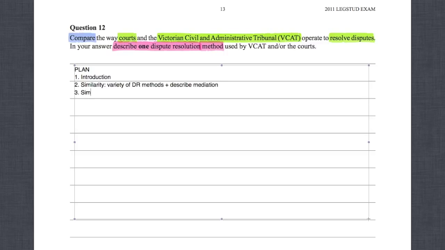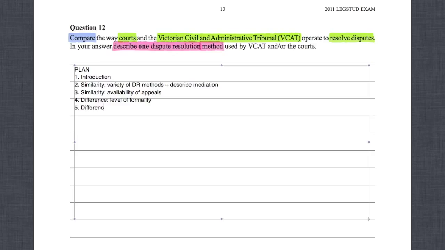Next, I'm going to do another similarity. I like to bunch mine together in similarities and then differences, and this similarity is the availability of appeals. Okay, fourth, I'm going to start with a difference, and that difference is the level of formality.